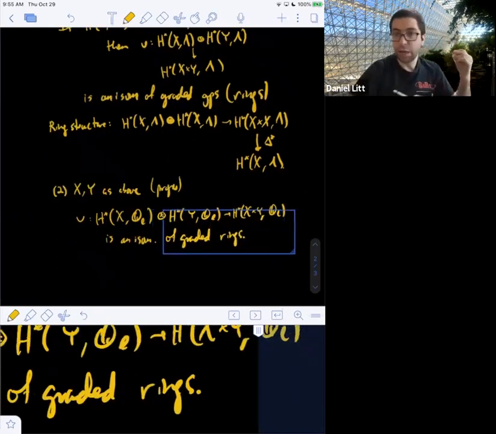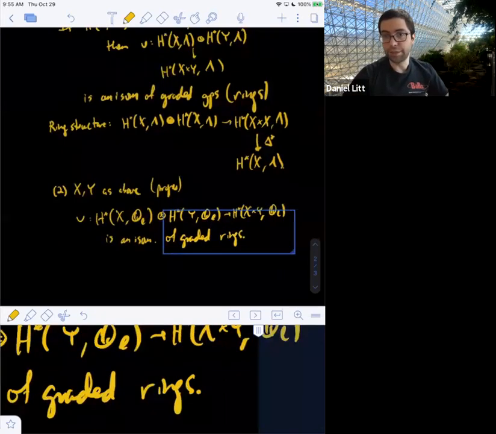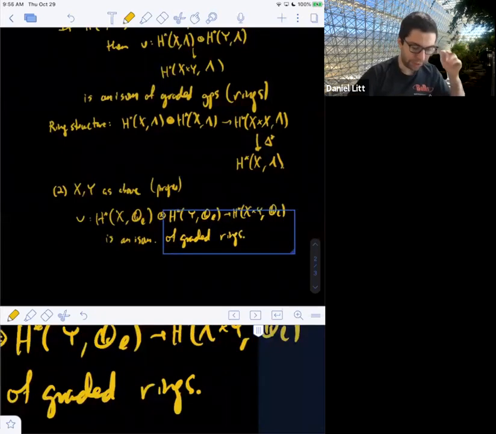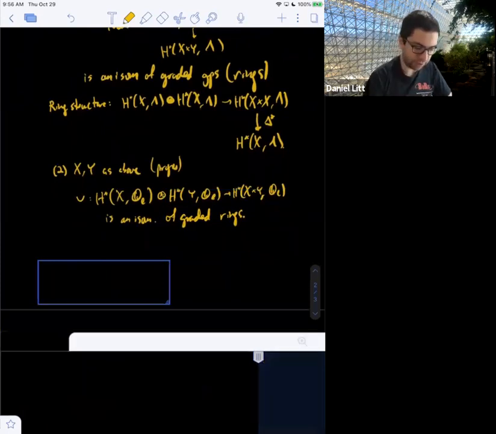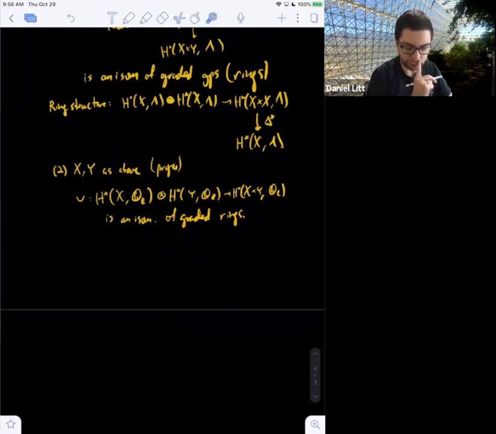If you've seen the cup product in singular cohomology, you can probably guess a lot of the properties of this isomorphism and of the ring structure. For example, these rings are graded commutative, but we're not going to talk about that. All right, so this is I think the concrete formulation of the Kunneth formula.